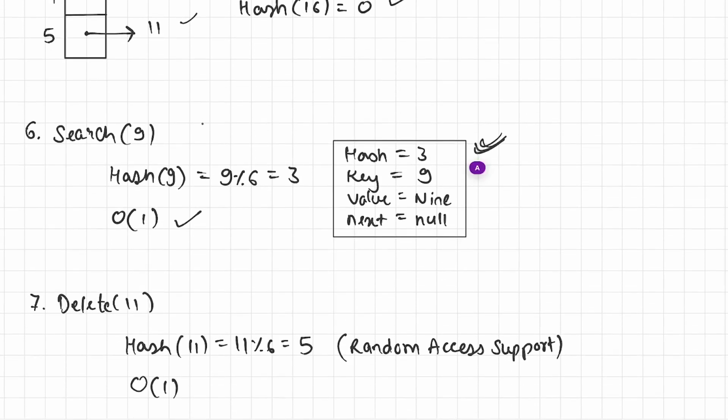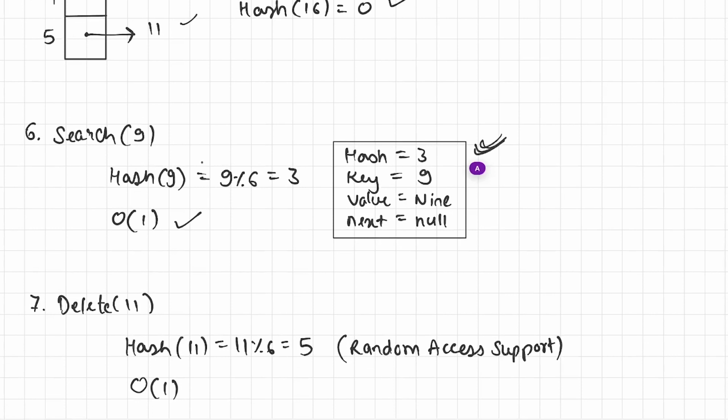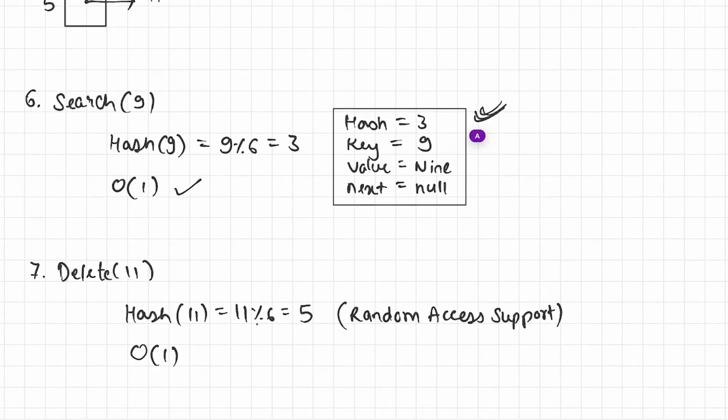Now let's try to delete one key value pair from the HashMap. In this case also, HashMap is going to compute the hash code with the current capacity, that is 6. So 11 mod 6 is going to be 5.